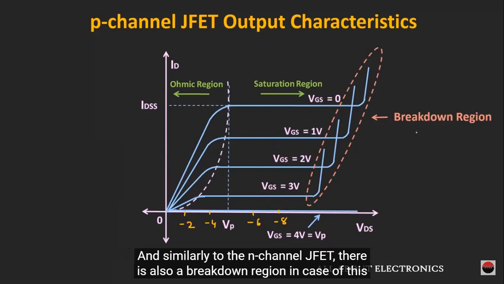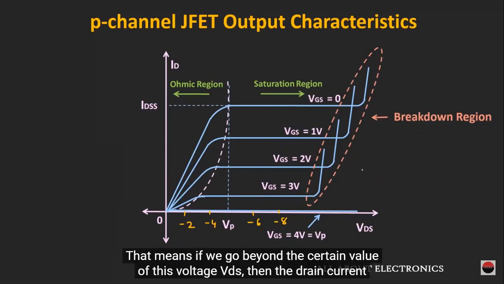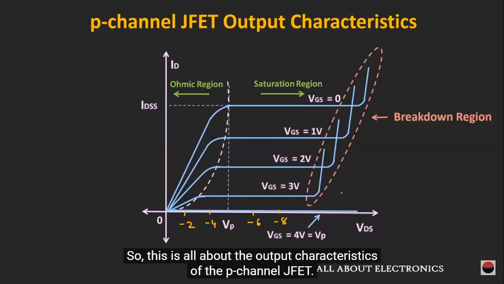And similar to the N-channel JFET, there is also a breakdown region in case of this P-channel JFET. That means if we go beyond a certain value of this voltage VDS, then the drain current will increase drastically. So this is all about the output characteristic of this P-channel JFET.